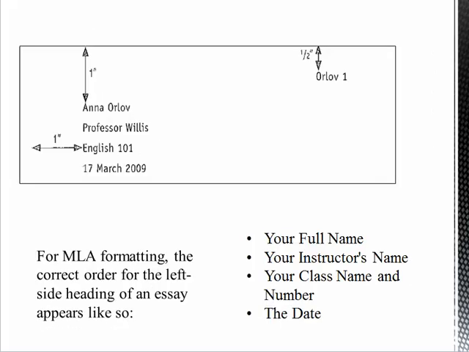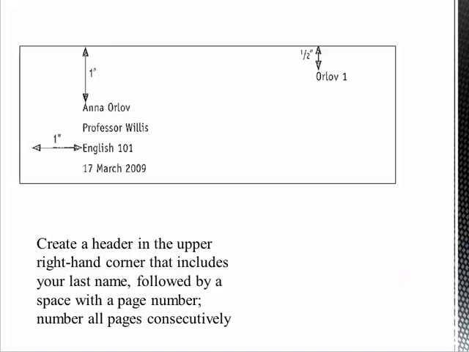For MLA formatting, the correct order for the left side heading of an essay appears like so: your full name first, then your instructor's name, your class name and number, and then the date. And notice that the date is written a little odd. First the day, then the month, then the year appears. You want to create a header in the upper right-hand corner that includes your last name followed by a space with a page number. And all of your pages should be numbered consecutively.